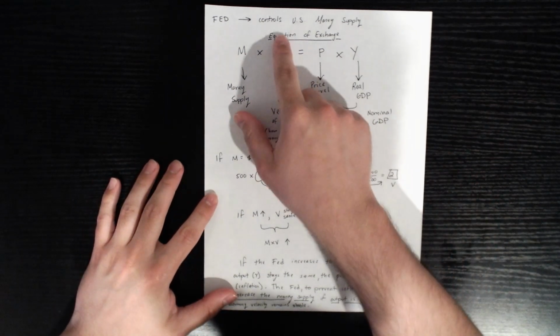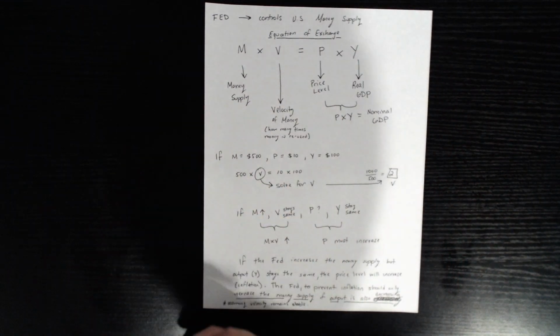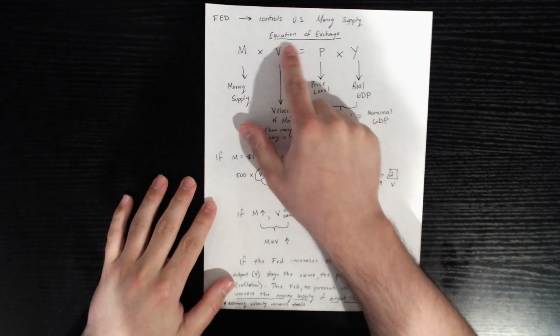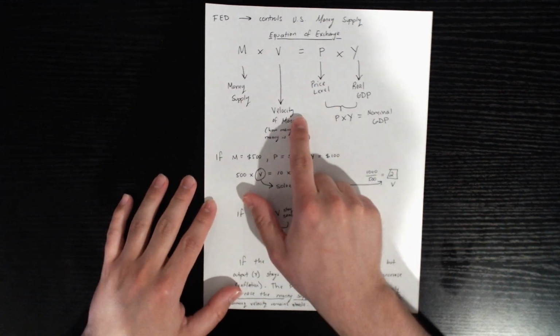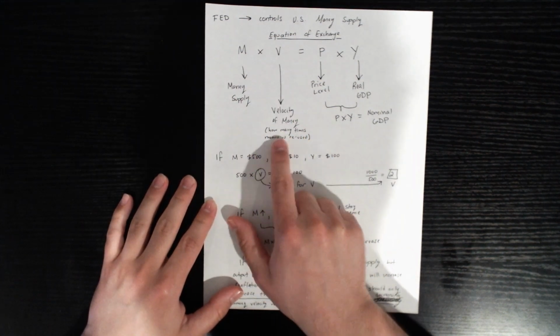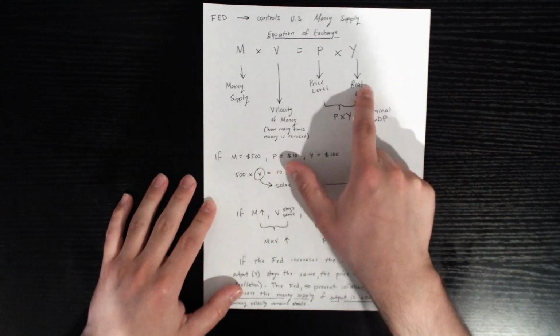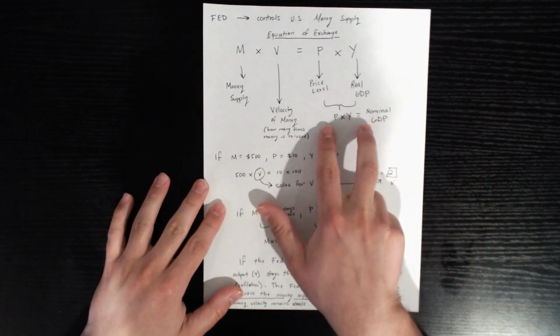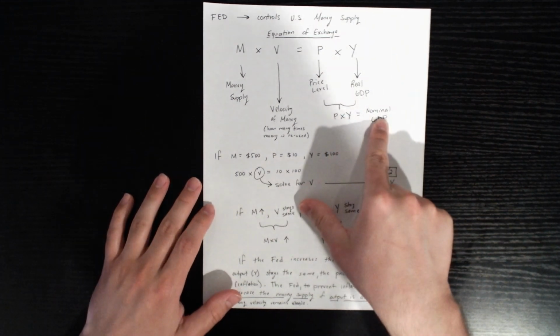All right, the Fed controls the US money supply. Let's see how their actions impact the economy. Here we're going to look at the equation of exchange, where the money supply times the velocity of money, which is the amount of times that money is reused, is going to equal the price level times real GDP. And if you put the price level and real GDP back together, you get nominal GDP.